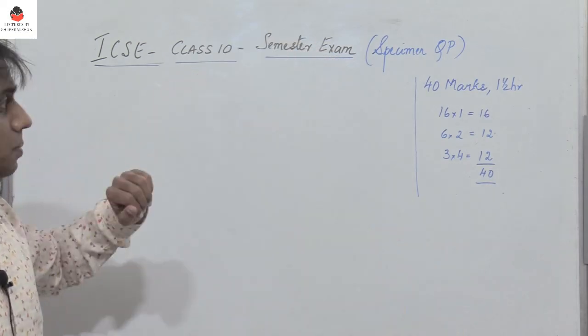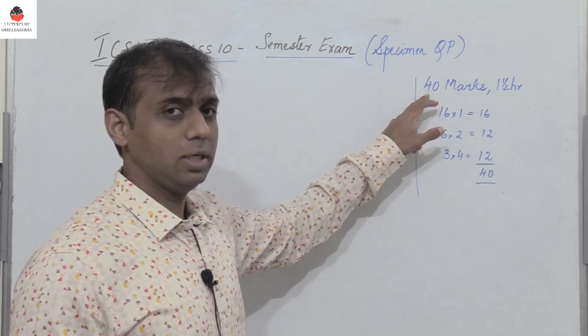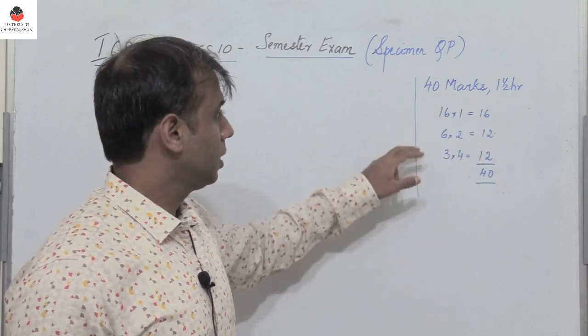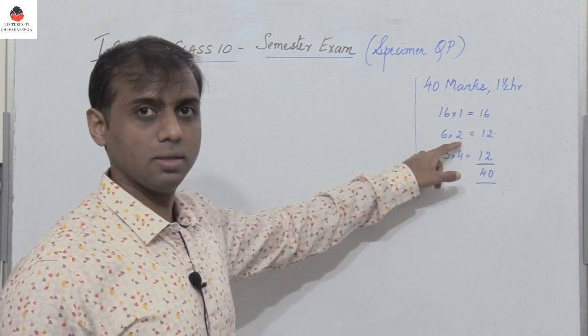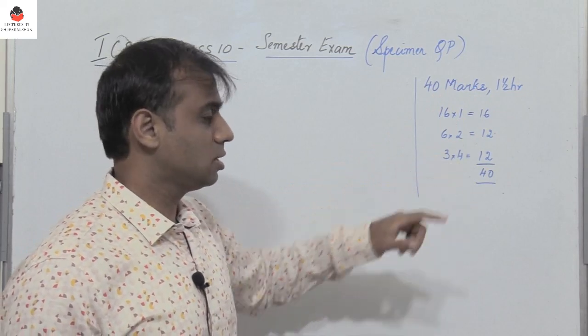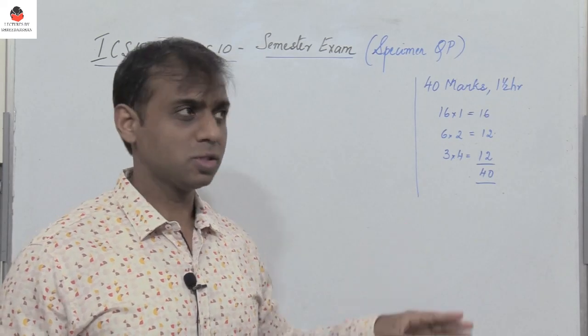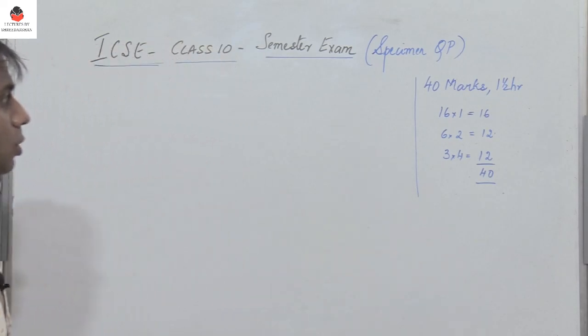For mathematics, the total marks is 40 and the duration is 1.5 hours. There are 16 questions, 1 mark each, 6 questions, 2 mark each, and 3 questions of 4 mark each. So we will solve all these questions. All the questions are multiple choice. So each question would have 4 options and you have to choose the right one.